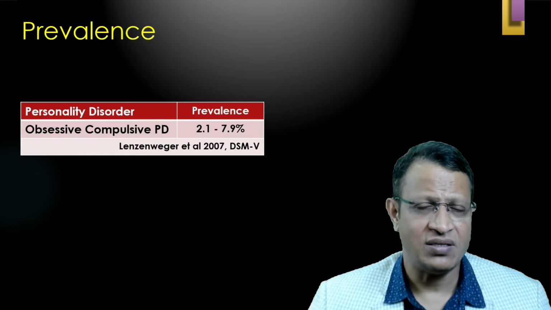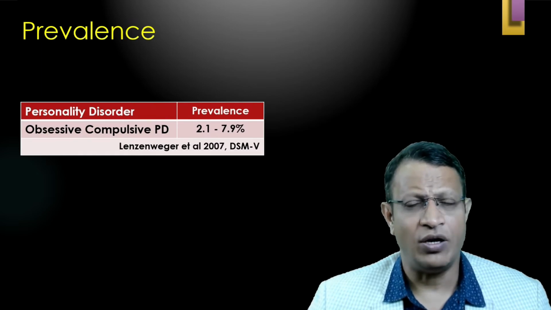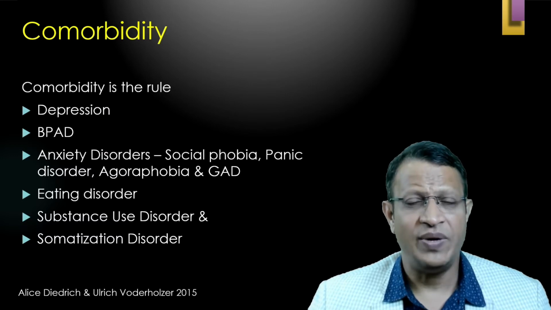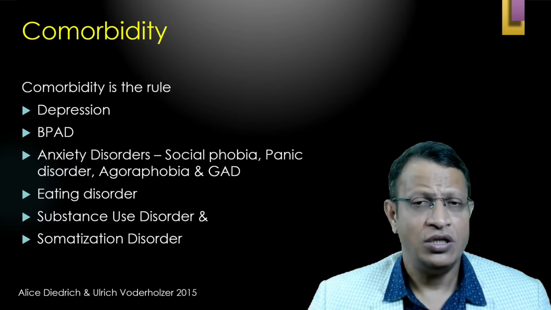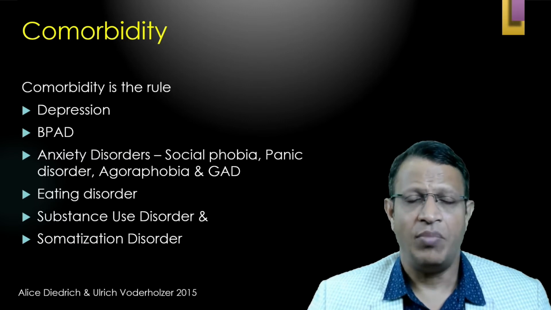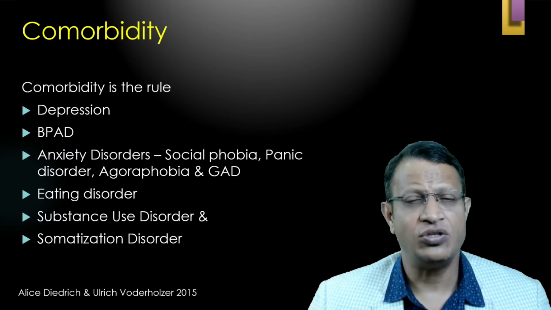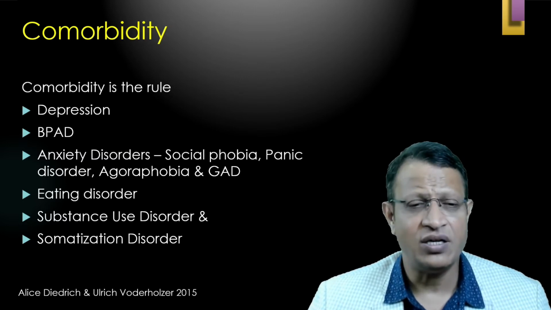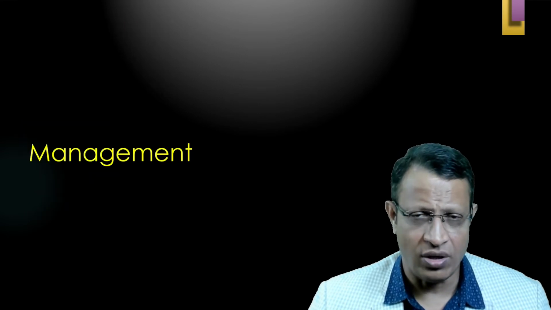Let's look into the prevalence. The prevalence of OCPD is somewhere around 2 to 8%, my dear friends. Here in OCPD, comorbidity is the rule. The comorbid conditions which exist with OCPD are depression, bipolar affective disorder, anxiety disorders such as social phobia, panic disorder, agoraphobia, generalized anxiety disorder, eating disorder, substance use disorder, and somatization disorder.